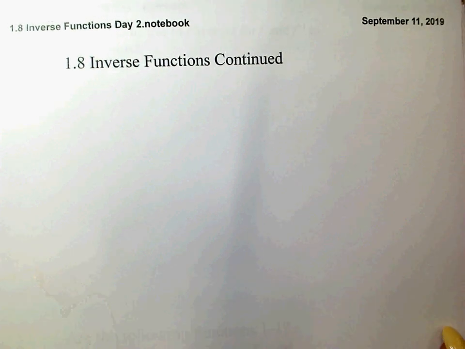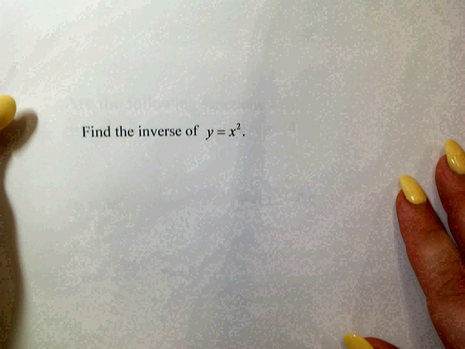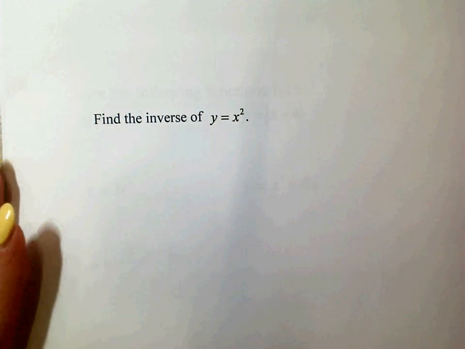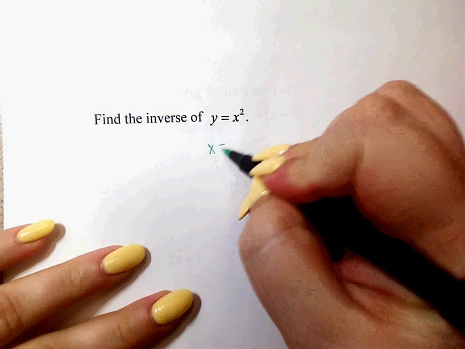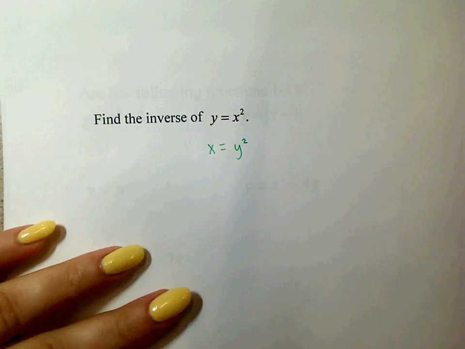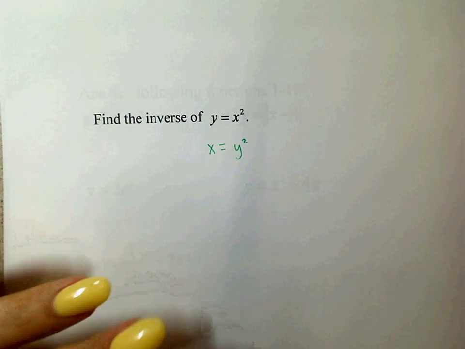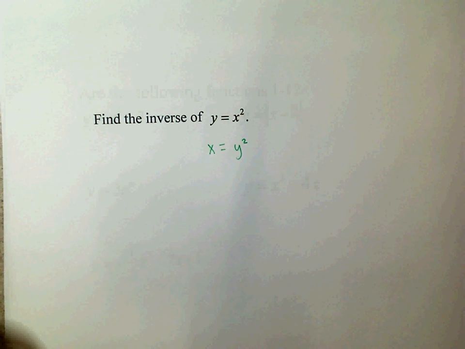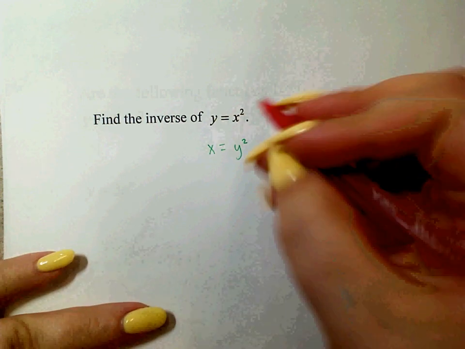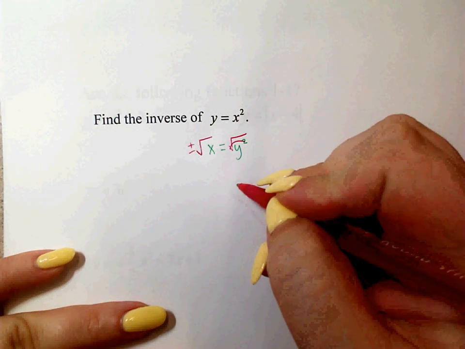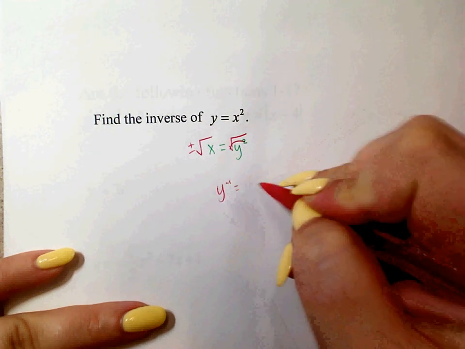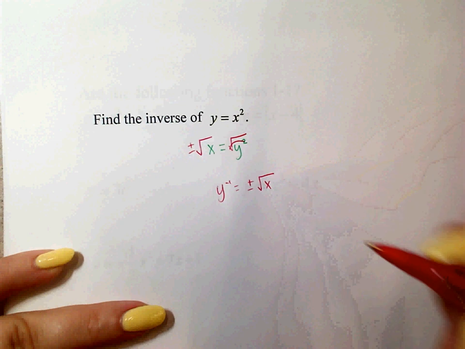Alright, so first, I want to find the inverse of y equals x squared. So we switch to x and y, so x equals y squared. And then we have to solve for y, which means we have to take the square root. But when you take the square root, you have to remember that you actually have two answers. You have the plus and the minus. So you get that the inverse is both the positive and the negative square root.